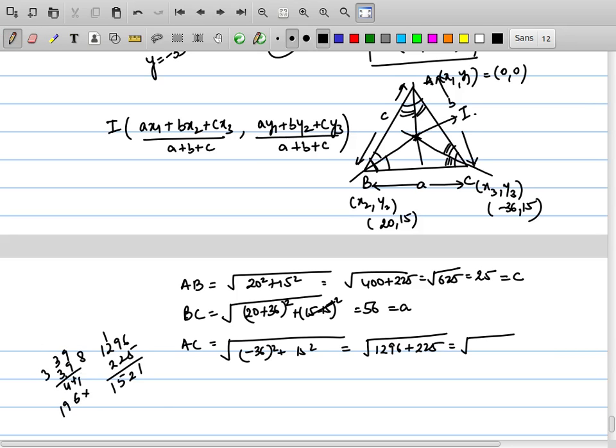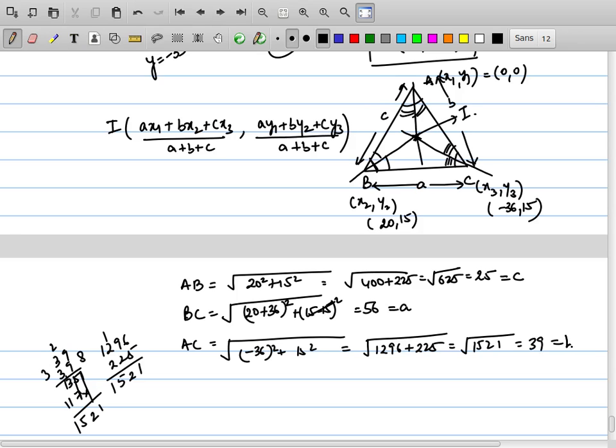Let's verify: 9 9s are 81, 9 3s are 27, and we have 35 carried. Then 3 9s are 27, 3 3s are 9. So we have 1521. Yes, this is 1521, which is the square of 39.